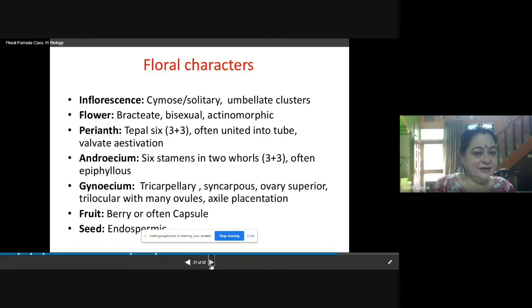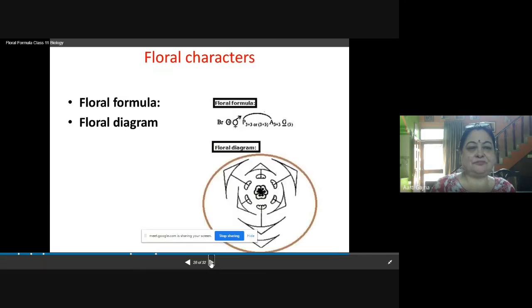Now let's see the diagram. And this is the diagram. Now first see the formula. Here Br is written before the symmetry. This Br means bracteate. The reduced leaves are also present, so the bracts are also present. So for bracteate we write Br. Then actinomorphic, circle with plus sign, then bisexual.